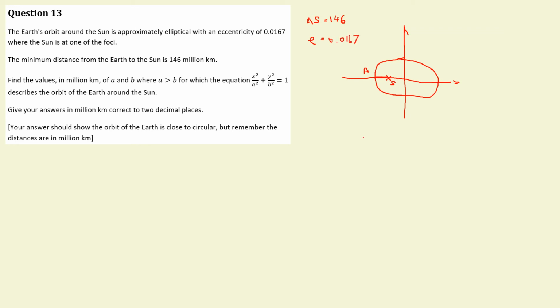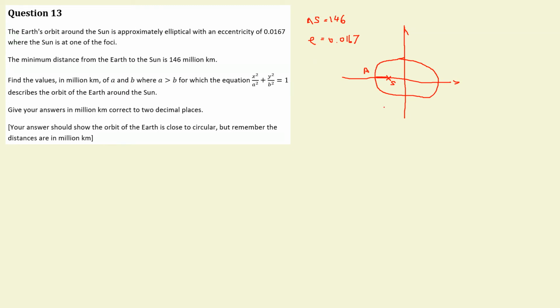0.0167. Okay, now how are we going to start this one off? We need to be finding A and B. It doesn't appear like we know very much information at the minute. All we have is this distance here, which is not a coordinate, and we have the eccentricity. So we've got to start thinking about how we can use this a little bit.